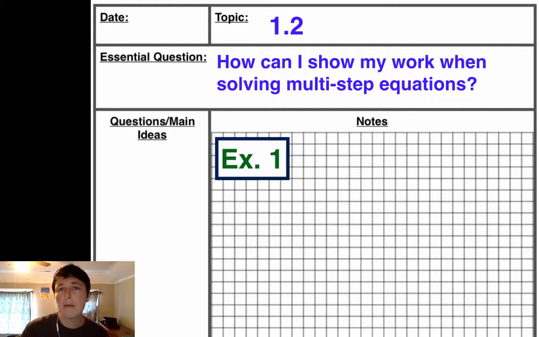So we're going to try some problems. We're going to start with an example. So in your notes, please write example 1. And if I go too fast, hit the pause button. Slow it down so you can write everything down.